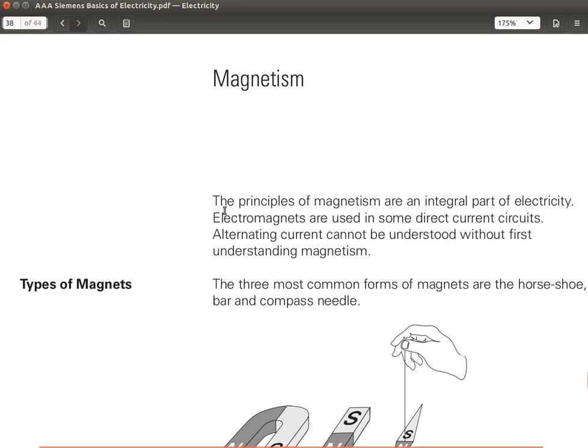Now let's go. The principles of magnetism are an integral part of electricity. Electromagnets are used in some direct current circuits. Alternating current cannot be understood without first understanding magnetism.